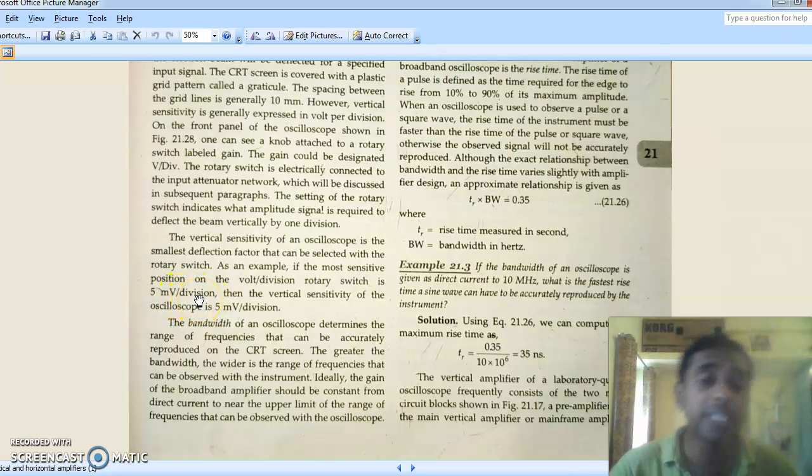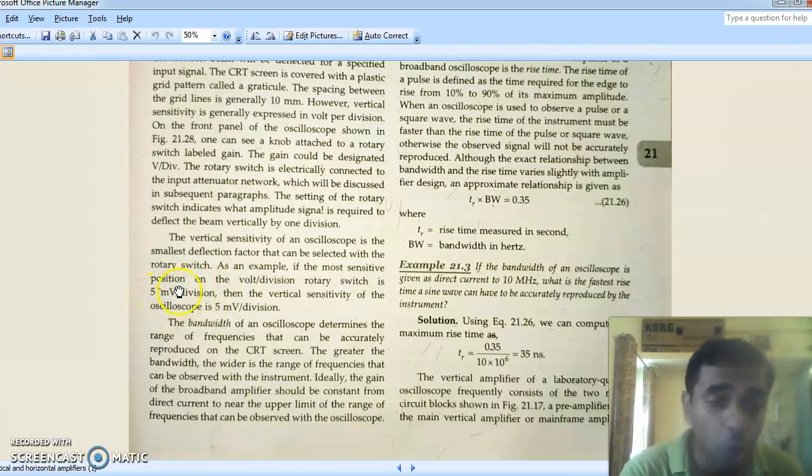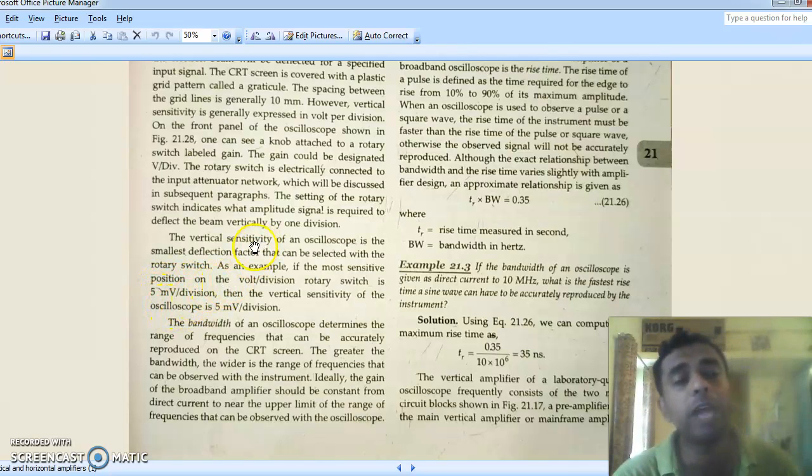So vertical sensitivity is actually around the knob of volts per division: 5 millivolt per division, or 1 millivolt per division, or 2 volt per division. Such values you can see. So the lowest value will account for the highest sensitivity. Okay, so this is around the panel.